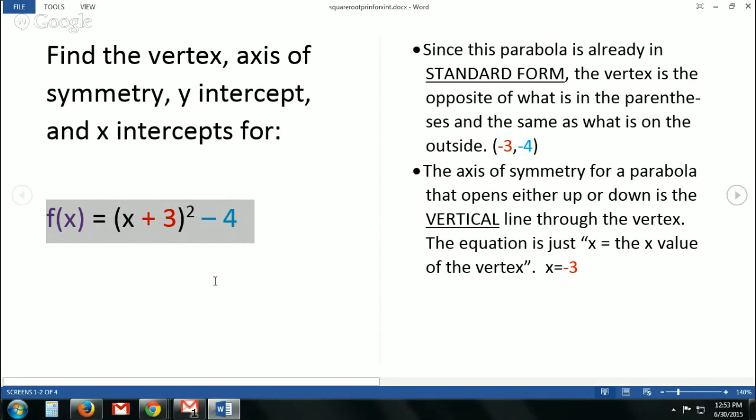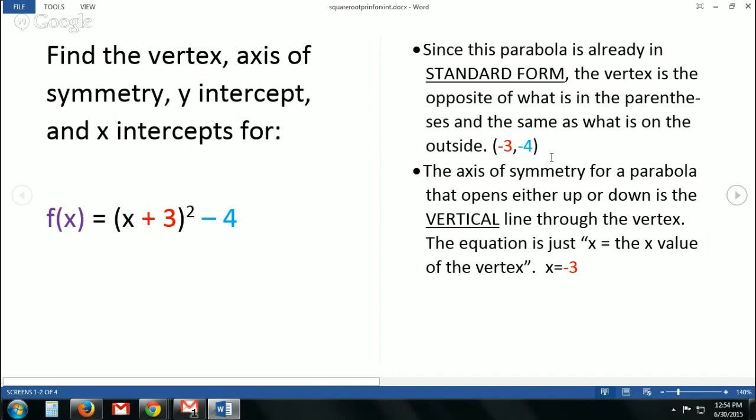Since it is, the vertex of the parabola is the opposite of what is in the parentheses for the x value and the same as what's on the outside for the y value. So to find the vertex, the opposite of positive 3 is negative 3. Same as what's on the outside, negative 4, and there is our vertex: negative 3, negative 4.